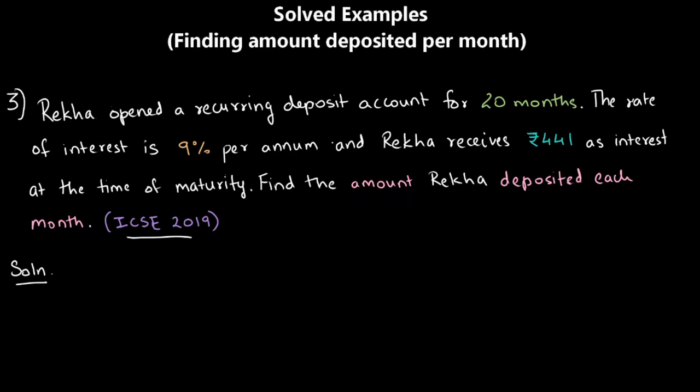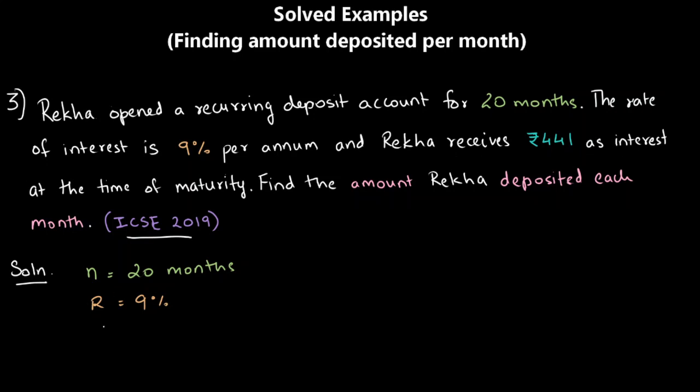So let's first note our given information. As you can see, they've given us that Rekha has kept the account for 20 months, so our maturity period n is equal to 20 months. Next, we've been told that the rate of interest is 9% per annum, so I can say R is equal to 9% per annum. And she receives rupees 441 as interest, right?